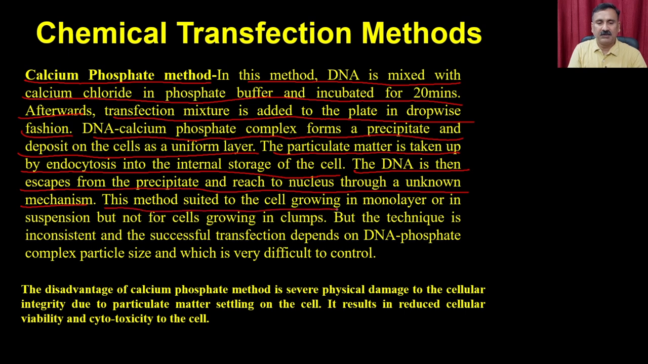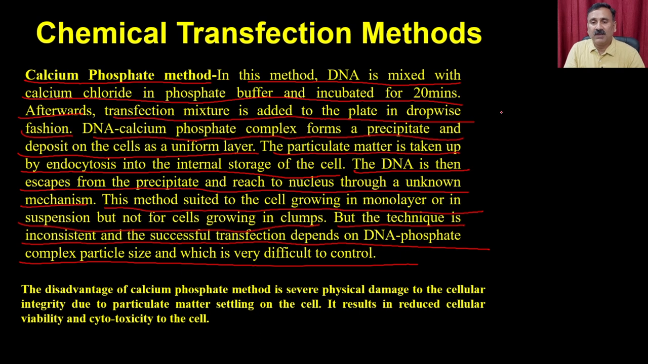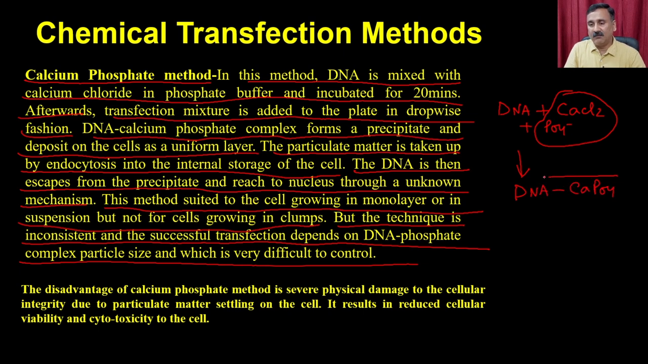This method suits cells growing in a monolayer or in a suspension, but not cells growing in clumps. But the technique is inconsistent, and successful transfection depends on the DNA phosphate complex particle size, which is very difficult to control. Which means in this case, you take the DNA and add the calcium chloride along with the phosphate buffer. The calcium phosphate reacts, and that's how the DNA makes a complex with the calcium phosphate. Once it forms the complex, it forms particle-like structures. So it forms the precipitate.